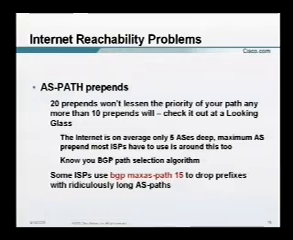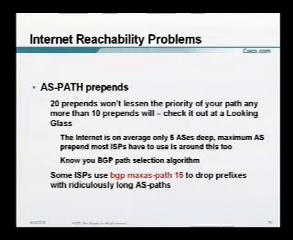AS path prepends. 20 prepends won't lessen the priority of your path any more than 10 prepends will. But there are lots of people out there who seem to think doing a 20, 30, 40, 50 time prepend means that it definitely won't be used. Well, I have news. If it's the only path in the routing table, it's going to be used, no matter how long the AS path is.